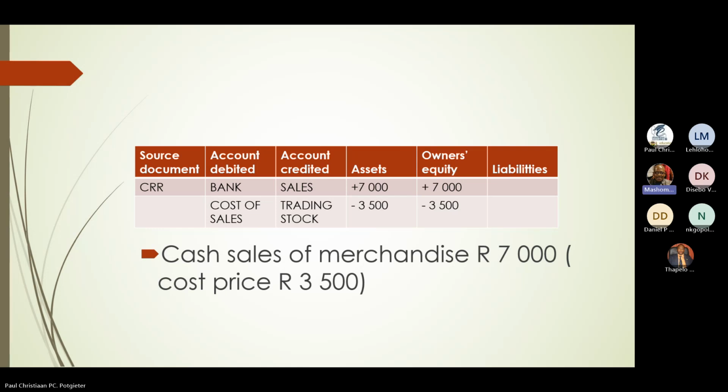Now, coming to the last 2 accounts, they will be the cost of sales and the trading stock. Cost of sales falls under the nominal account section. It is part and parcel of owner's equity. Now, it has a negative impact on the owner's equity. The negative impact on the owner's equity is recorded on the debit side. It decreases the owner's equity on the debit side. Therefore, the account to be debited will be cost of sales.